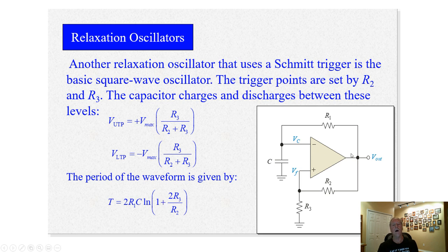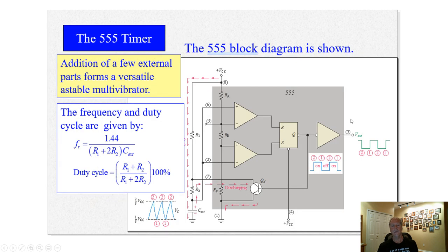This is a super common circuit for generating square waves. The next slide I'm going to show you is a 555 timer, which is used a lot of times to generate square waves. But if all you need is a simple square wave, this is a much less expensive and simpler circuit to use than a 555. So here's your 555.